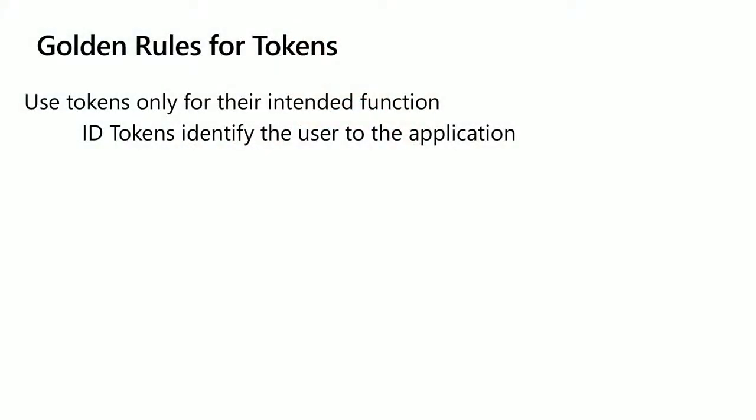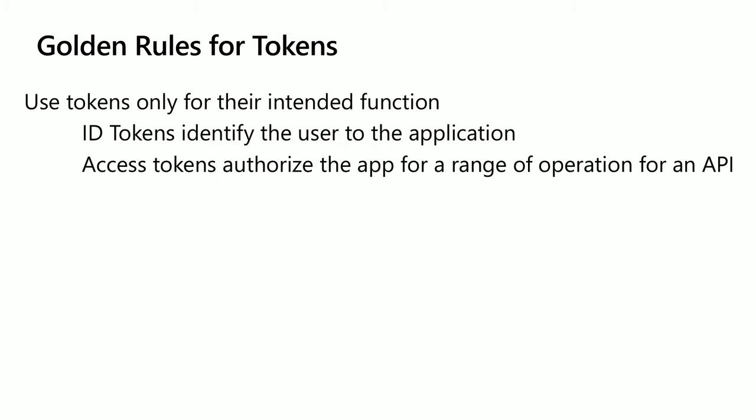There are two main types of tokens. First off, ID tokens. The only thing an ID token is there for is to identify the user to the application. So there's a person in front of an application, they sign in so that the application knows the user's allowed to use the application. They may want to know the actual identity of the user. For that, they ask our system for an ID token, and the only purpose of that token is to identify the user to the app.